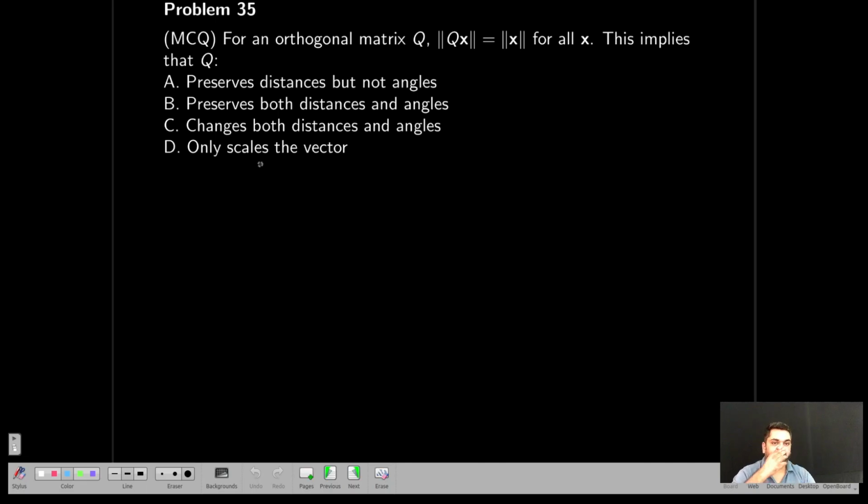Next, for an orthogonal matrix Q, the length of Q into X, for a matrix or vector X, is always equal to the length of X. This is true. This implies what? Preserves the distance but not angles? Preserves both distance and angle? This is the correct answer. Changes both distance and angles? No. Only scales the vector? No. Only preserves distance and angles. I told you the volume is the same.